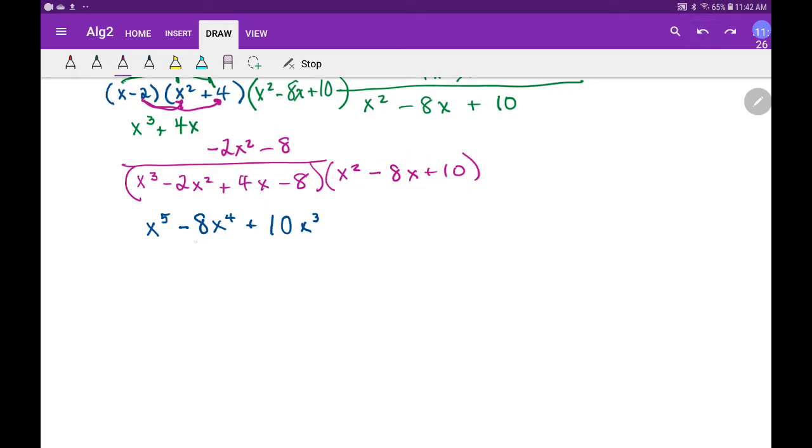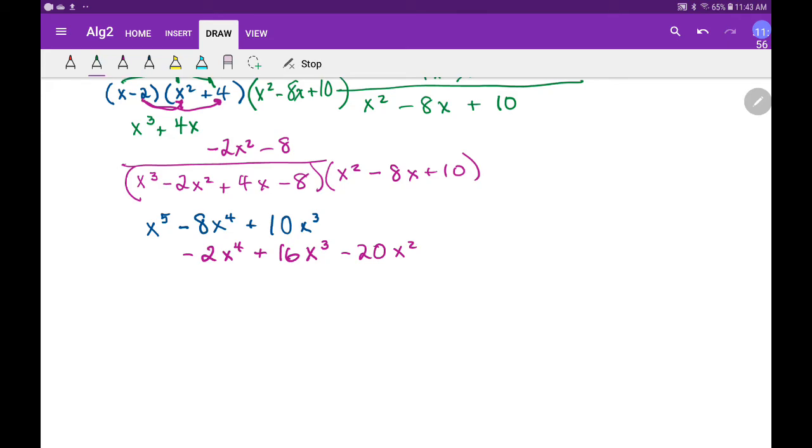And negative 2x squared times 2x squared is negative 4x squared. Wait a minute, there's no other 2 there, sorry. No other 2. So it's just negative 2x to the fourth. I got 4 on the brain. 2 times 8, they're both negative, so positive 16 x to the third. Negative 2 times 10 is negative 20 x squared.